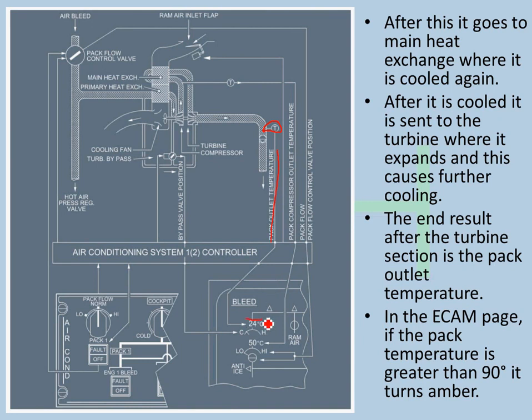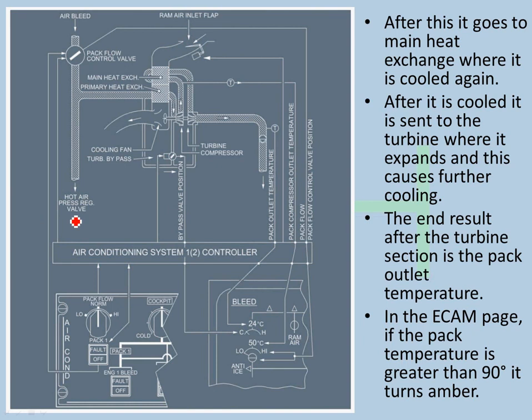And this temperature is shown on the ECAM panel, because if you've seen the previous video, you know where the ECAM panel is. On the bleed page on the ECAM panel, if it rises above 90 degrees, it turns amber, saying that it's too hot to be used. Okay, so I hope the pack is clear. That's how the basic functionality of the pack really works.